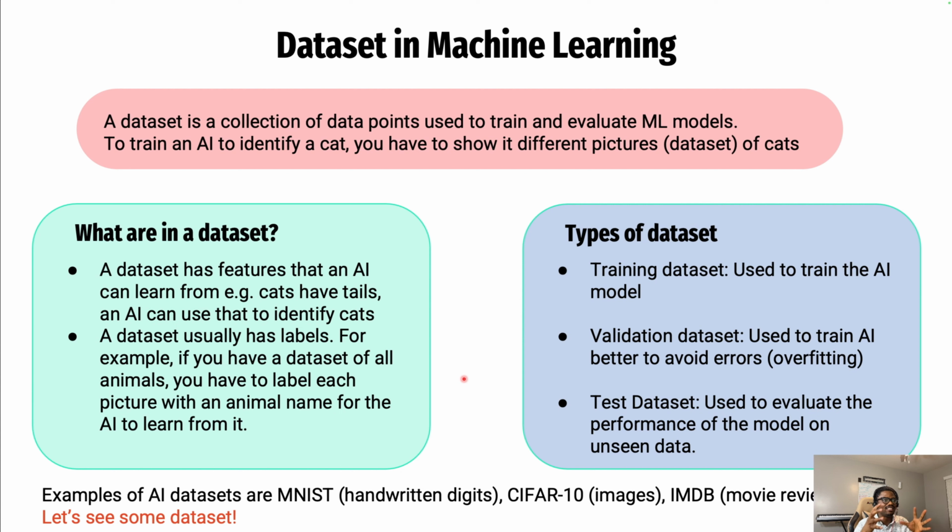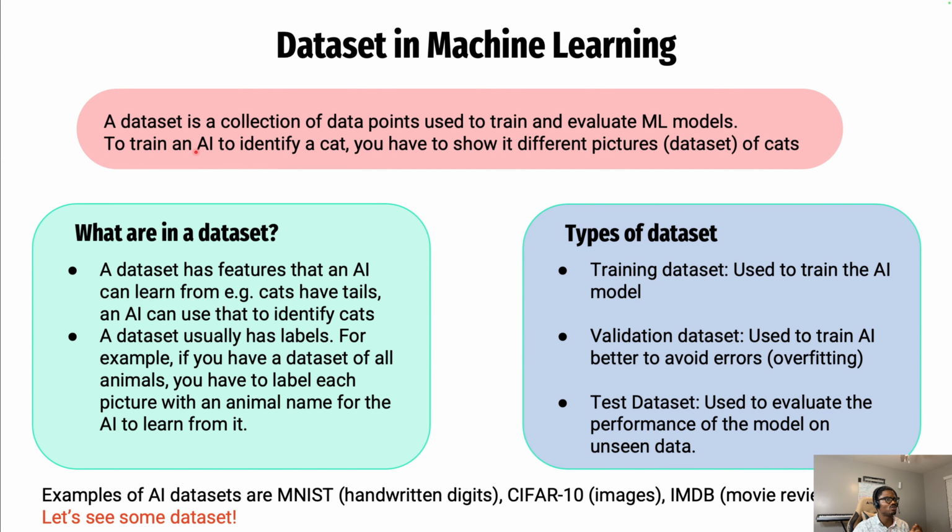A data set is a collection of data points used to train and evaluate machine learning models. Imagine that you have data like an image of an animal, and you want to use it to train your AI model. You can't use one image to train your model. No, you need thousands, or 5,000 images. So the collection of all the data is called a data set. It's just as simple as that. So we use it to train AI.